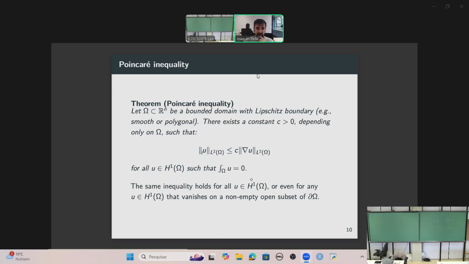Given that this function u satisfies this condition here, that says basically that the average on the domain is equal to 0. However, this inequality also holds even if this is not the case. But for example, if u vanishes on the boundary of the domain, which is what this circle here means, or even if it vanishes on any non-empty open subset of the boundary.